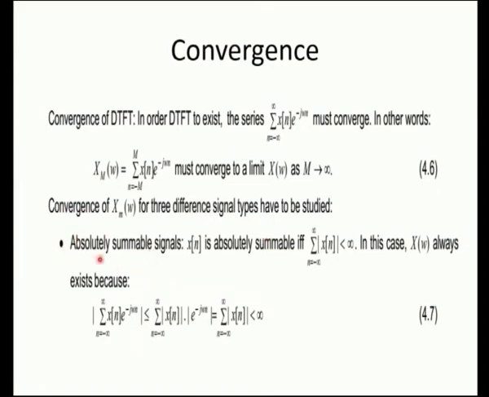The first one is absolutely summable signals. X of n is absolutely summable if and only if the summation of n equal to minus infinity to plus infinity of the magnitude of x of n is less than infinity. In this case, X of omega always exists because of this bounded condition.